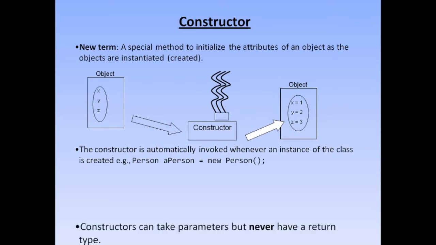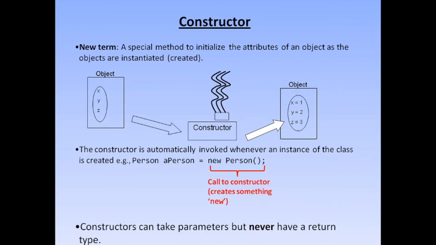Constructors can take parameters but never have a return type. This you should know and understand: constructors are a type of method, no doubt, but they never return any value. Another thing is that the name of the constructor is the same as that of the class. So constructors can take parameters but never have a return type.